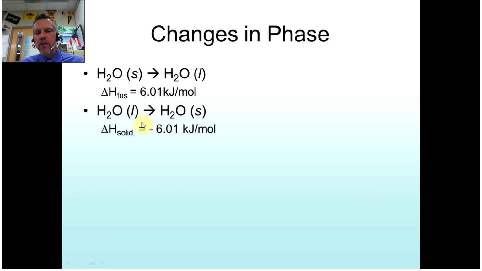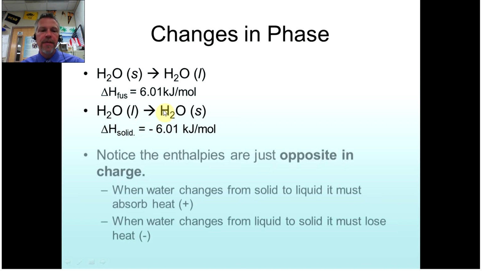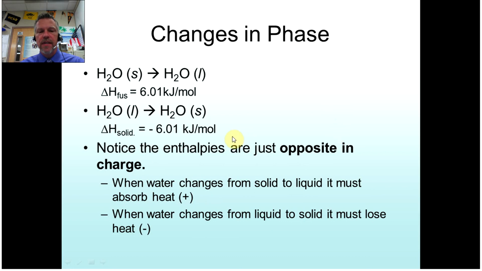And then the reverse process, the delta H of solidification for water, is the same number but just different in sign, which probably makes sense if you think about it. If it takes 6.01 kilojoules per mole to melt water, you should have to remove 6.01 kilojoules per mole to solidify water. All right, so these numbers are the same numerically but opposite in sign. And that's what this says.